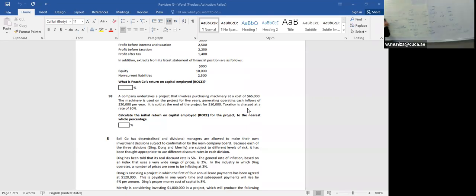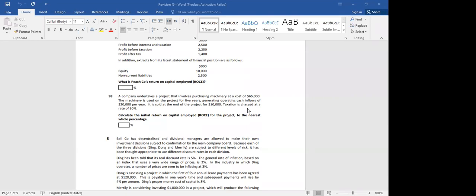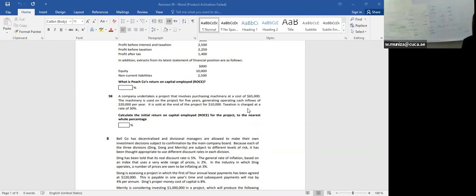Miss, so we don't have to do anything with the taxation. Sorry? They mentioned about the taxation, 30%. Yes, we have not considered taxation because in return on capital employed, we do take profit before interest and tax. So they have included the taxation only to confuse you. Okay, because we do take profit before interest and tax in return on capital employed.